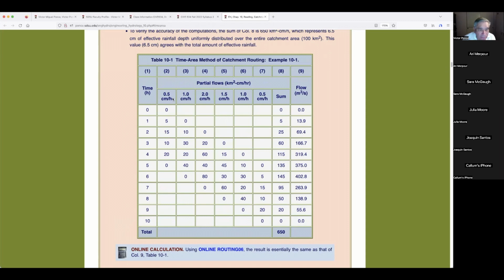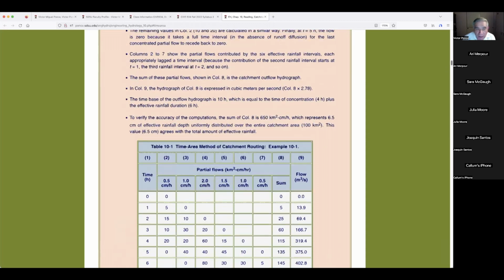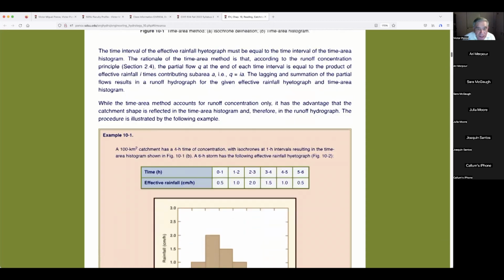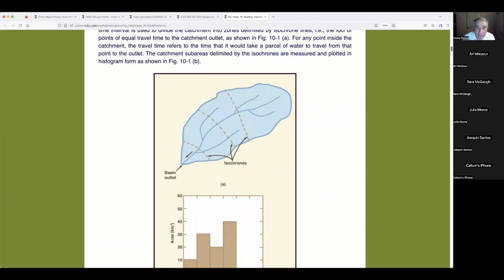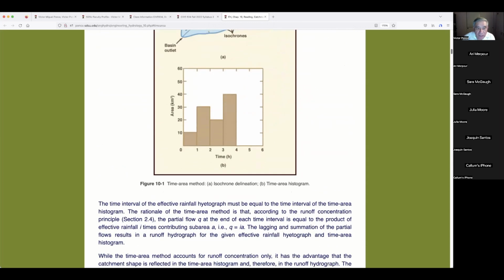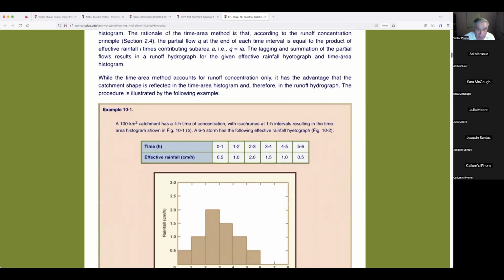We're going to take the histogram, which is over here, right? Notice that the histogram has 10, 30, 20, and 40. And all of those add to 100, which is the basin size, 100 square kilometers. So 10 square kilometers, 30 square kilometers, 20 square kilometers, and 40 square kilometers. By the time you add those four blocks, you get 100 square kilometers.